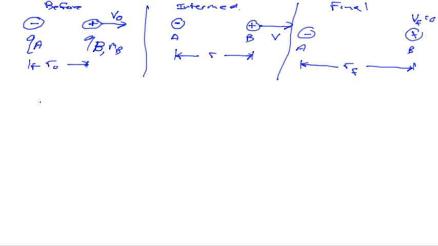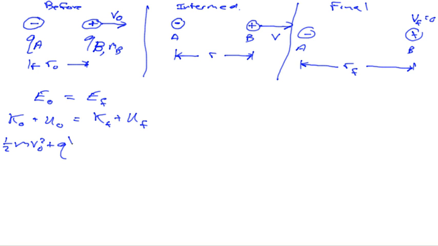So first off, I said let's go ahead and find out what RF is. I'll go E0 is equal to EF. So kinetic energy in the initial picture plus the potential energy in the initial picture is equal to the kinetic energy in the final picture plus the potential energy in the final picture. This will be 1/2 mv0 squared plus q times phi 0.